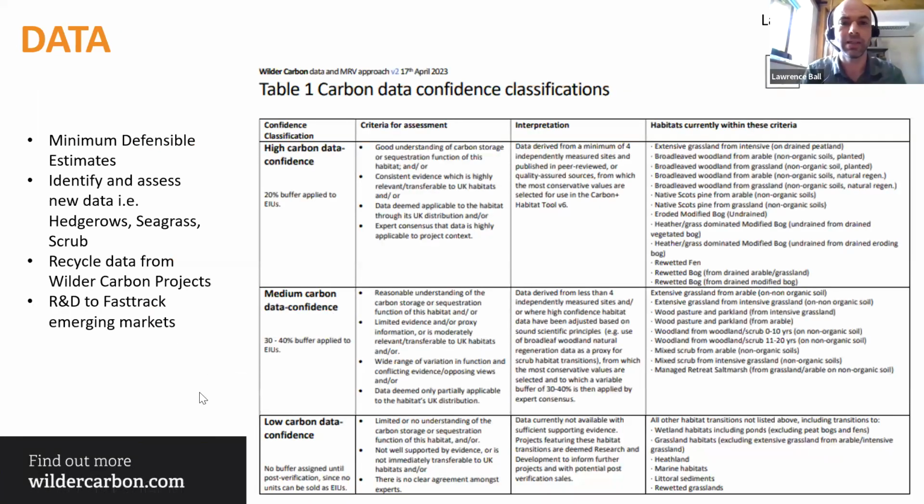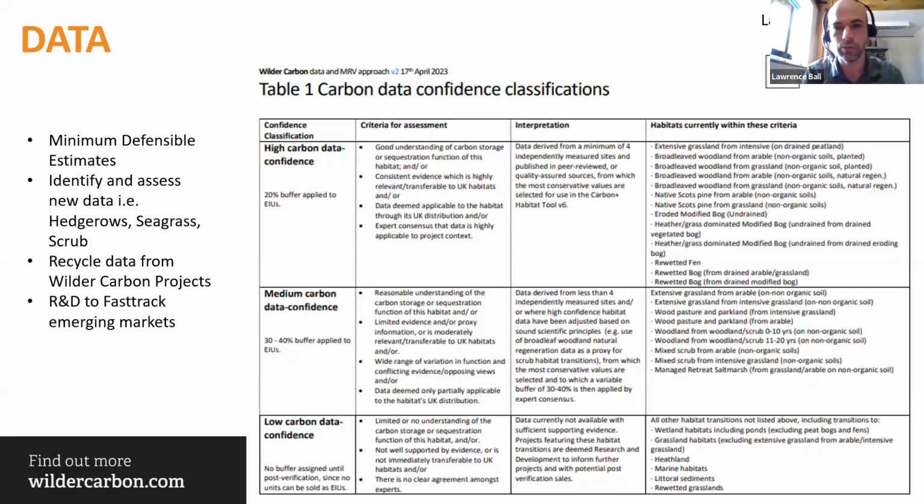So when integrating the best available carbon data into the Carbon Plus Habitat tool, we classify the data sources into 3 different confidence classifications of low, medium or high. This influences the size of the buffer applied to the estimates of carbon uplift, which then feeds through to the EIUs before they're sold. These minimum defensible estimates are a core principle of Wilder Carbon and ensure that the estimated quantum of carbon being sold is actually being accrued in the given habitat.